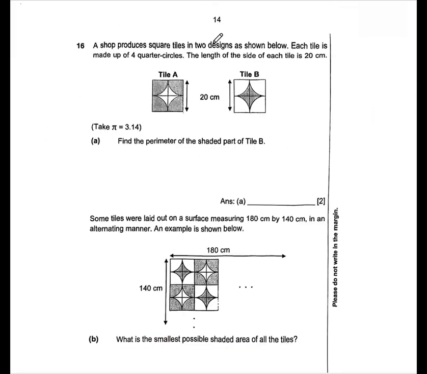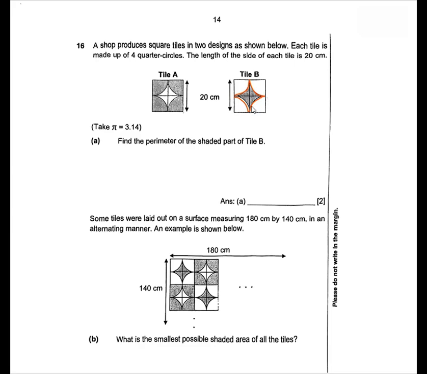A shop produces square tiles in two designs as shown below. Each tile is made up of 4 square tiles. The length of the side of each tile is 20 centimeters. Find the perimeter of the shaded part of tile B. The perimeter of the shaded part for type B, the perimeter is involving this, this, this, and this.